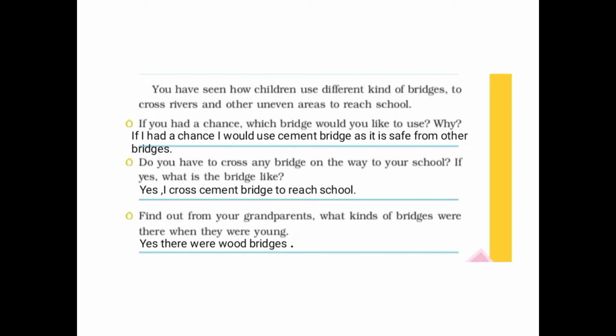You have seen how children use different kinds of bridges to cross rivers and other uneven areas to reach the school. We saw how children cross rivers using a trolley, a bamboo bridge and also a cement bridge. If you had a chance, which bridge would you like to use and why? If I had a chance, I would like to use the cement bridge because it is very safe compared to the other bridges.